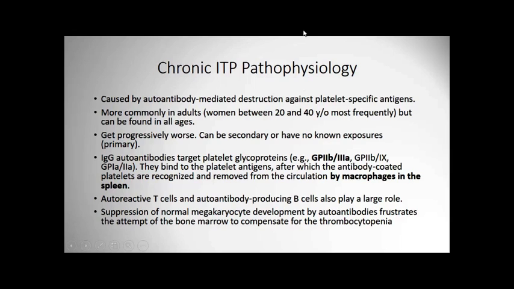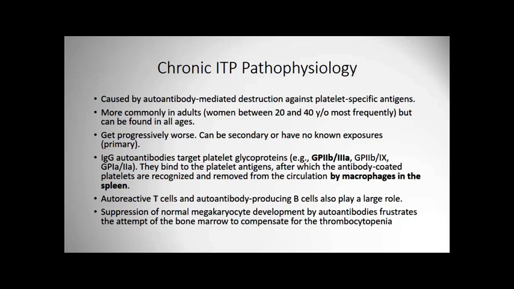The chronic ITP has a similar mechanism. The problem is that it lasts longer. It's not self-limited, and goes beyond 1 or 2 or 3 years. It's also caused by auto-antibody-mediated destruction of the platelets. This is more common in adults, most frequently in women between 20 and 40 years of age. Of course, it can be found in any person. Remember, some children progress into a chronic condition. This is not self-limited, but gets progressively worse. Sometimes we know what is the cause, sometimes we don't know anything about exposures, so we call this primary. Primary or secondary chronic ITP.